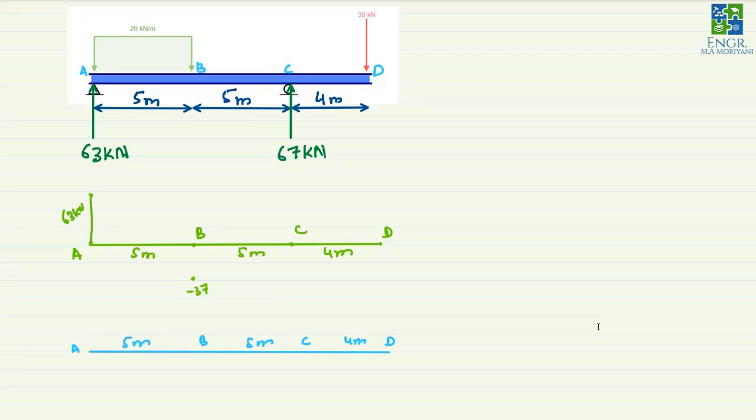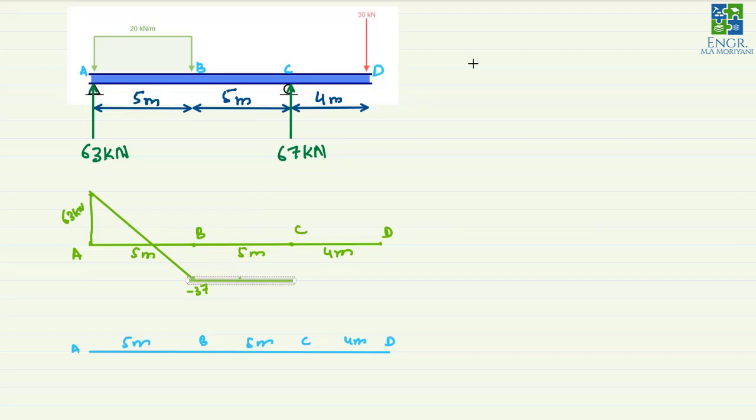We also know that the shear force diagram is the integration of the load diagram, and the load diagram is constant, so this should have x to the power 1, which means it will be a linear equation. So this is to be connected by a straight line like this. And from B to C, because there is no change in the loading condition, there is no load, so this minus 37 shear force will continue to point C.